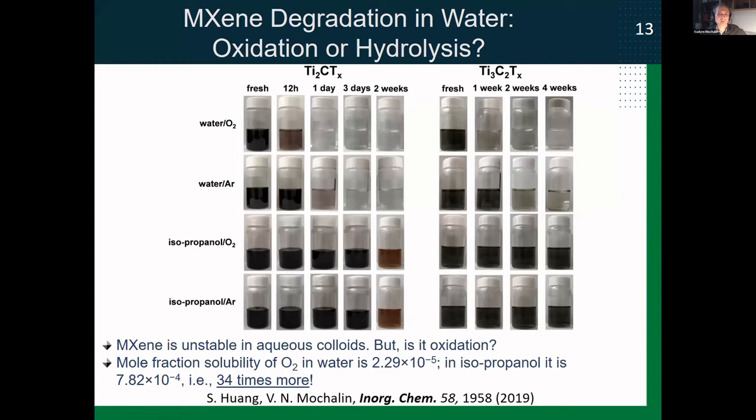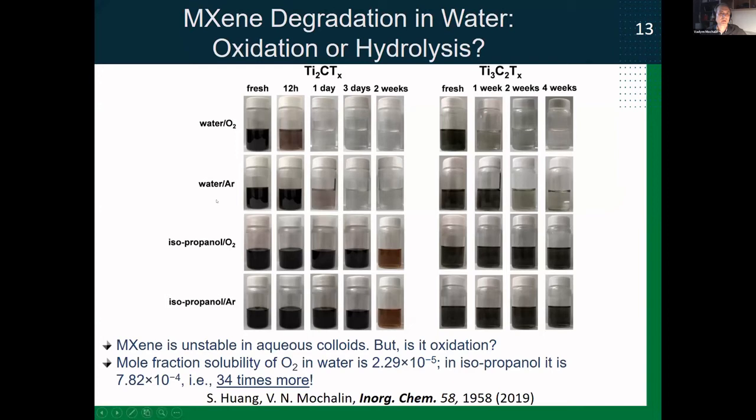And then when I moved to Missouri S&T with my PhD student, Shohan, we started to look deeper into this, and we did a series of experiments in which we dispersed MXene in water and isopropanol, and then we saturated these dispersions with oxygen. This is not air, just pure oxygen from a cylinder, and with argon. The purpose of saturating it with oxygen was to increase the concentration of oxygen as much as possible, and the purpose of using argon was to reduce it.